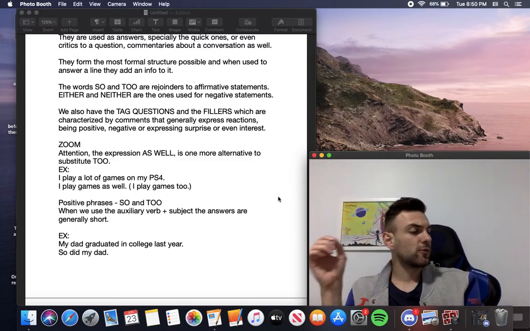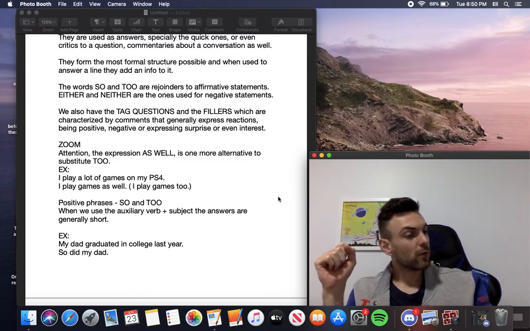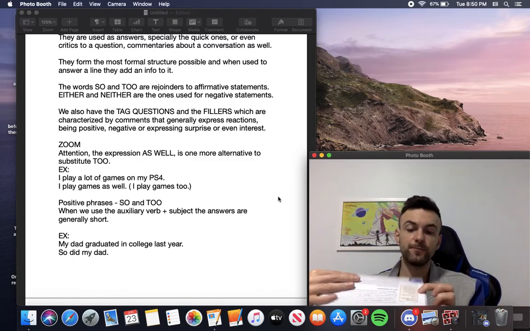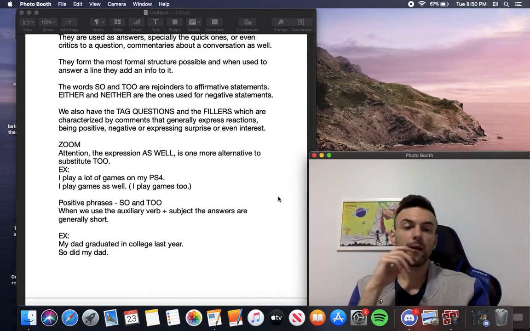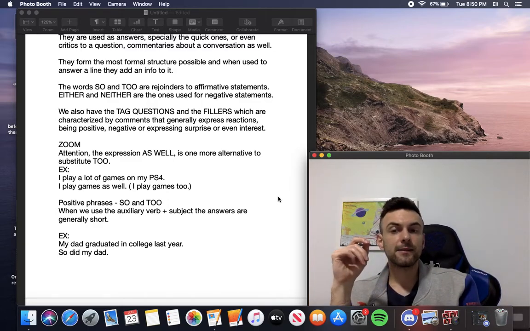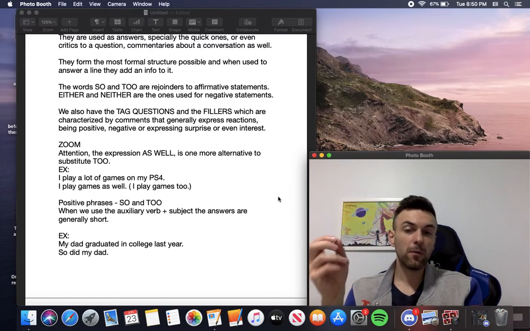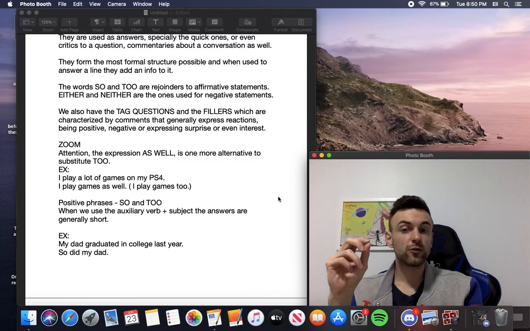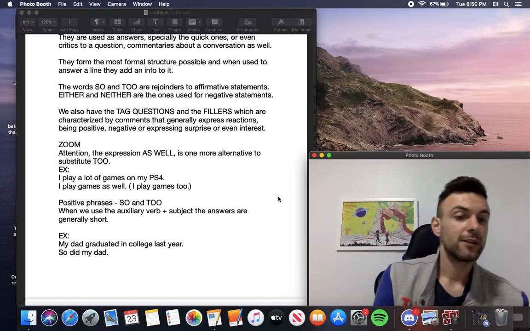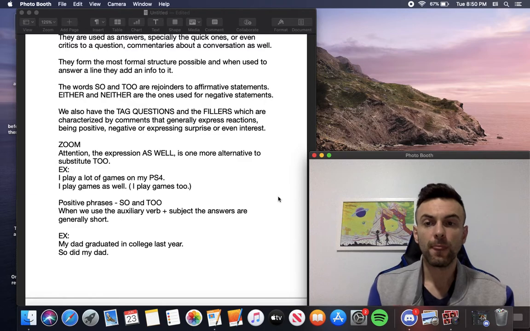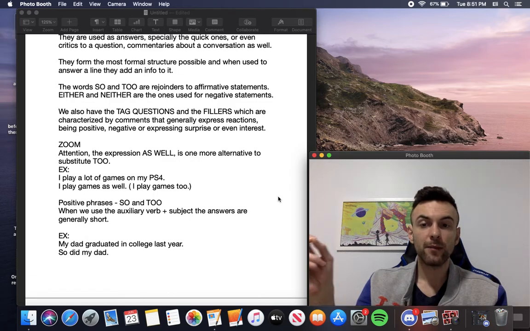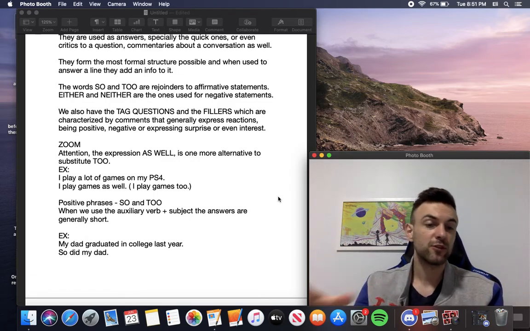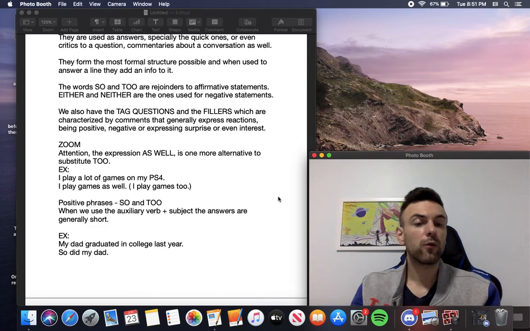I ask you guys to pay attention to the zoom, which is this yellow box here on page 42. And it says that the expression as well is one more alternative to substitute the rejoinder too. An example: I play a lot of games on my PS4. I play games as well, or I play games too. As well would be a more formal form of confirming this idea.